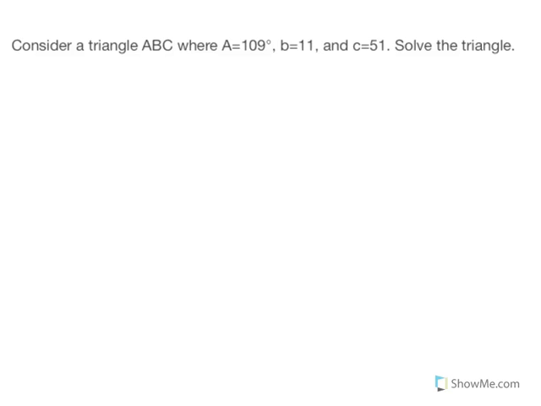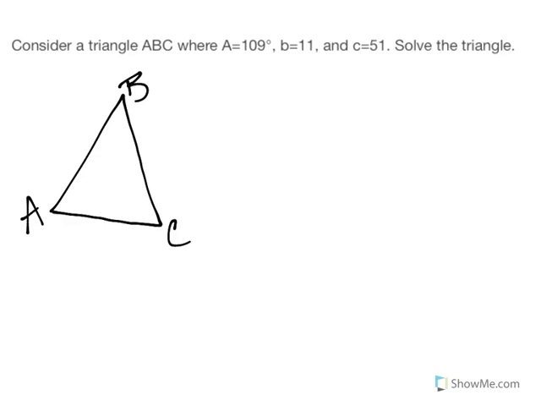So we want to solve for triangle ABC where angle A is 109 degrees, side B is 11, and side C is 51. So let's go ahead and draw this out. So we've got that A is 109, we've got that B is 11, and C is 51.